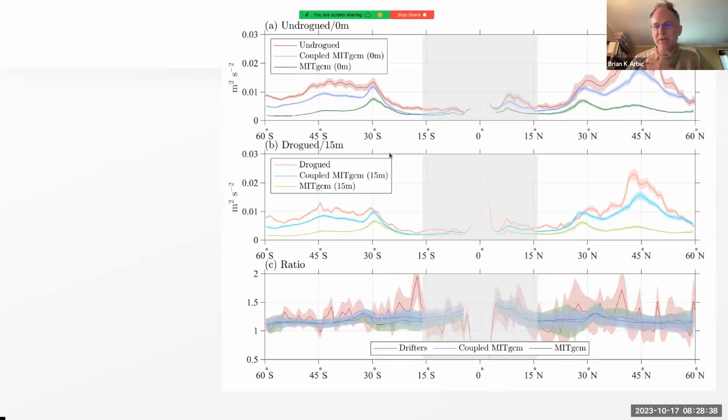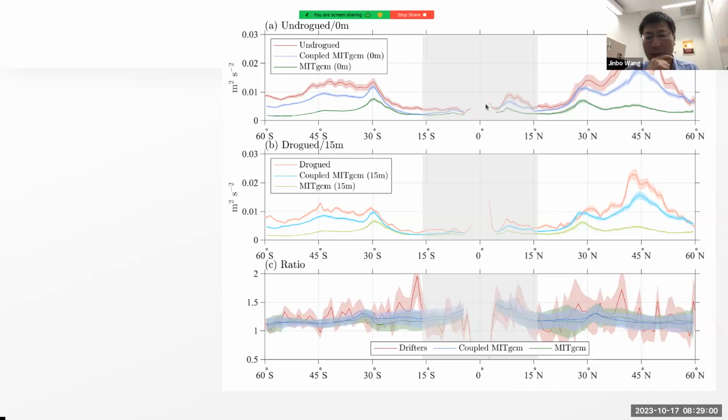Yeah, I guess another thing is the drifters are sampled over, I think, 30 years. Shen knows better than me. And this is a particular model year. So that's another non-apples to apples point that I suppose might make some difference if there's interannual variability in near-inertial waves. Although this is a global average, so I don't know how much that matters.